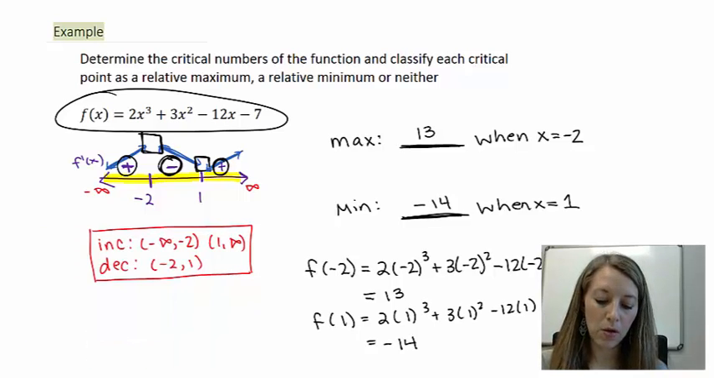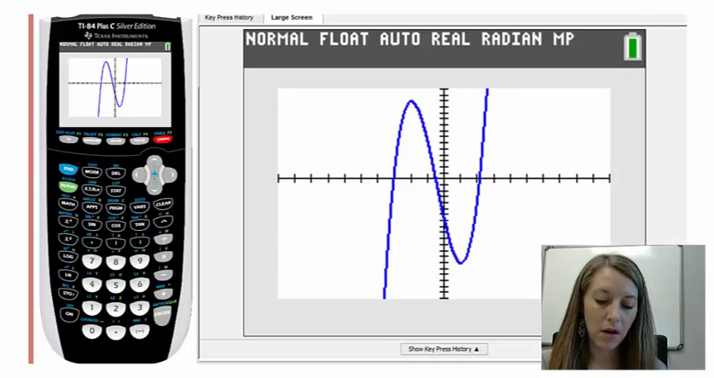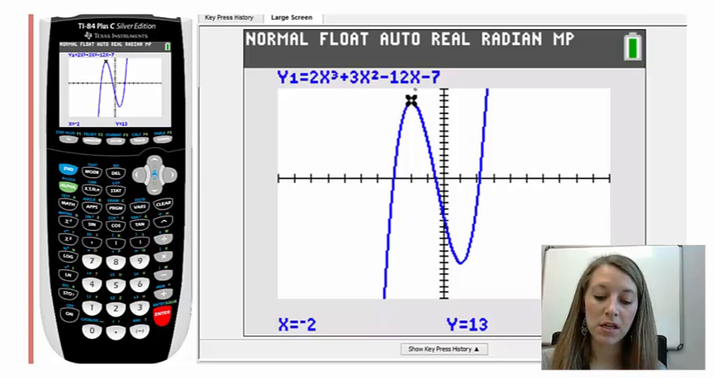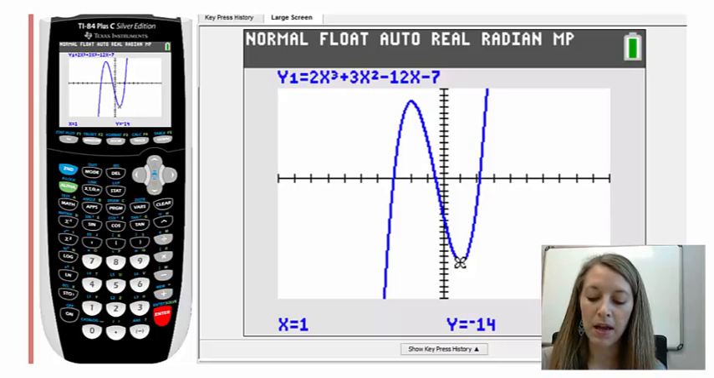And we can confirm this by looking at the graph. So I know that I should have a maximum value at -2, so let's confirm that I have the right y value. If I type in trace, and I type in my x value of -2, that gives me my y value of 13. That does confirm that I have my maximum value there. I also know that my minimum value is happening at 1, so if I type in 1 and hit enter, that tells me my minimum value is happening at -14, and that confirms that that is, in fact, a minimum on my graph. So the graphing calculator will always confirm all of these answers for you. You just have to do a little bit of work ahead of time.